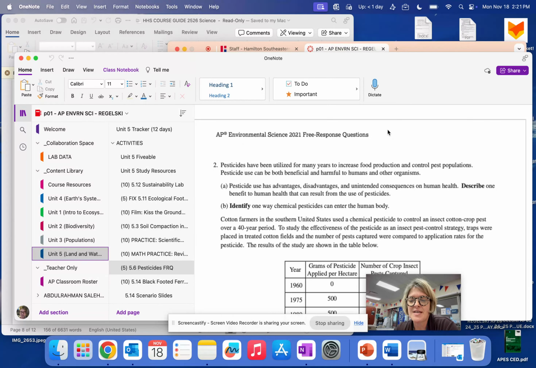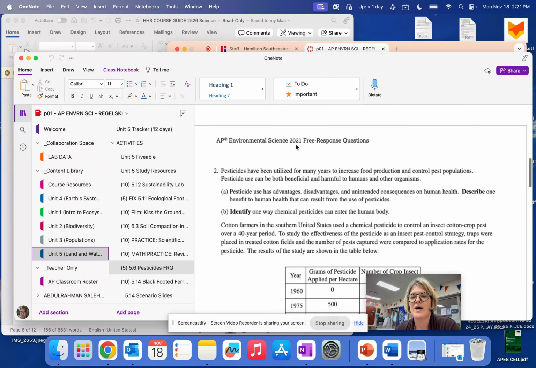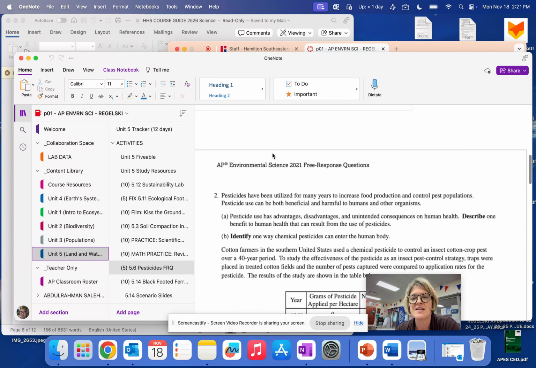The other thing I want to tell you about FRQs that I told my classes today was there are 3 FRQs that will be on your test in May. The first FRQ is always a scientific method FRQ. The second FRQ is always an environmental problem or an environmental issue, and then you propose some sort of solution to that issue. And so that's what this FRQ was. This was the actual FRQ from the year that I started teaching APES.